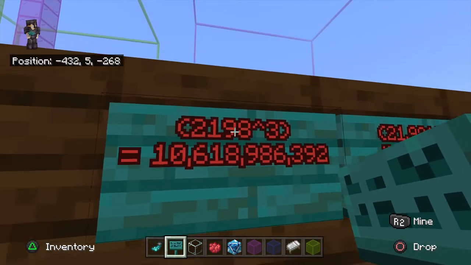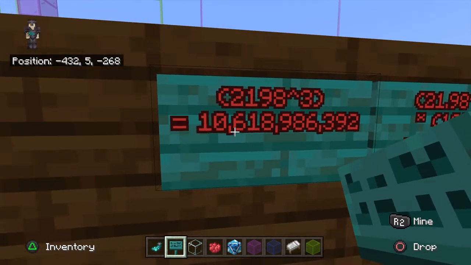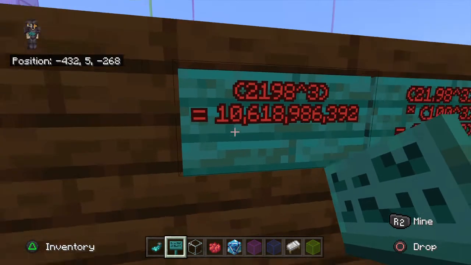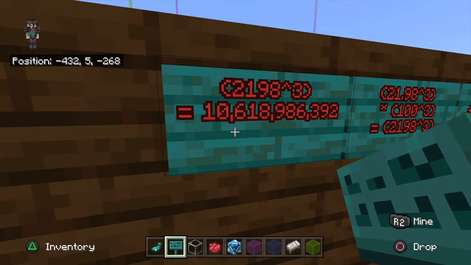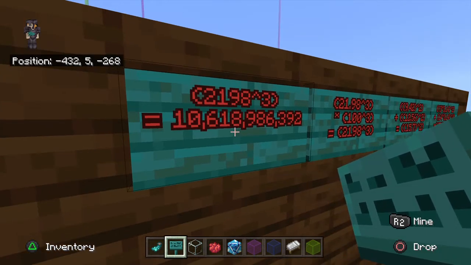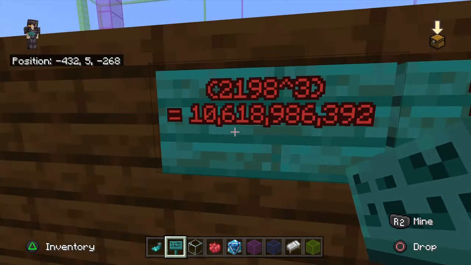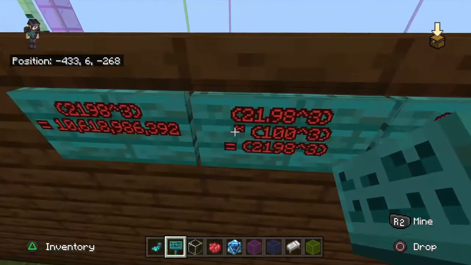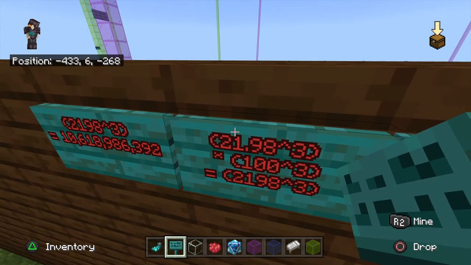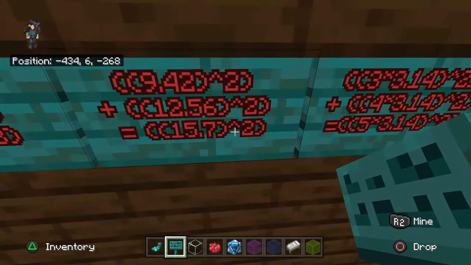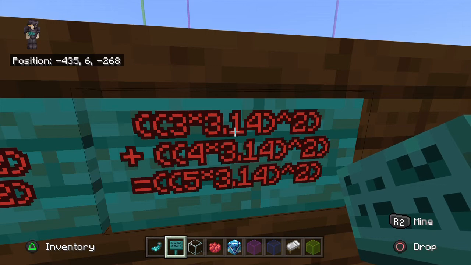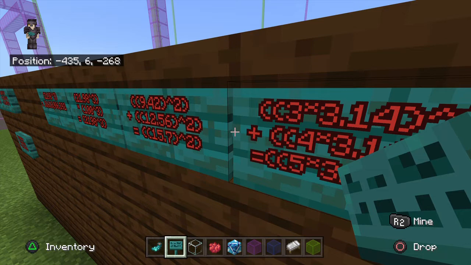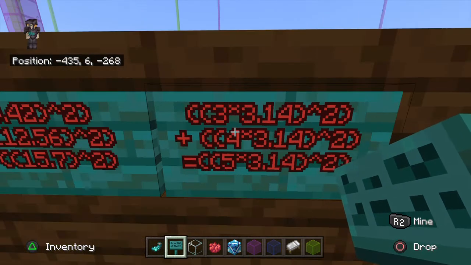And that number cubed is this right here. So there'd be over 10.6 billion cubic centimeters in a cube constructed off the 3.14 meters.